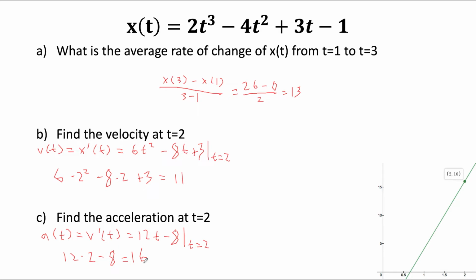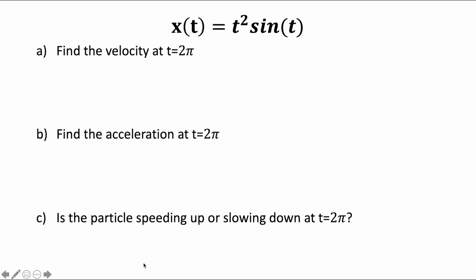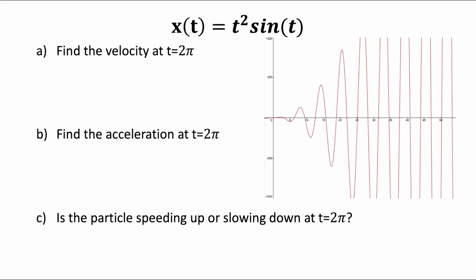Let's do another slightly harder problem. So here we have our position function x of t defined by t squared sine t, and we're going to find the velocity, acceleration, and whether the particle is speeding up or slowing down at the time t equals 2 pi. First, let's take a look at what the function looks like graphically. Here we can see it is a periodic function that gradually increases in amplitude.